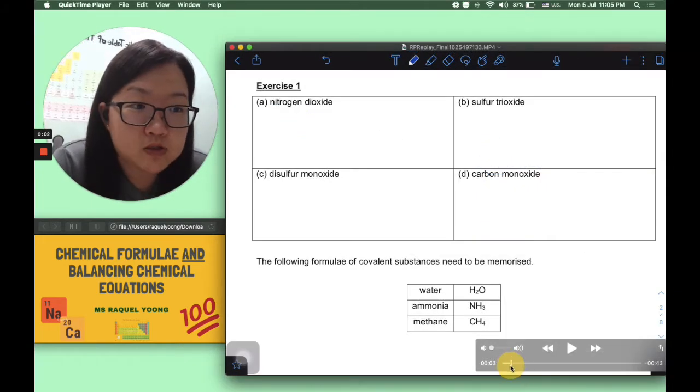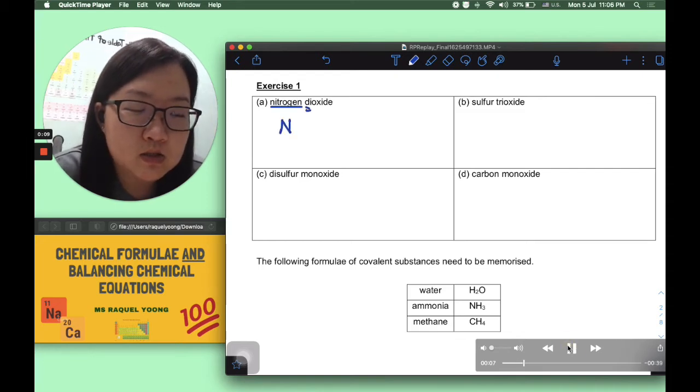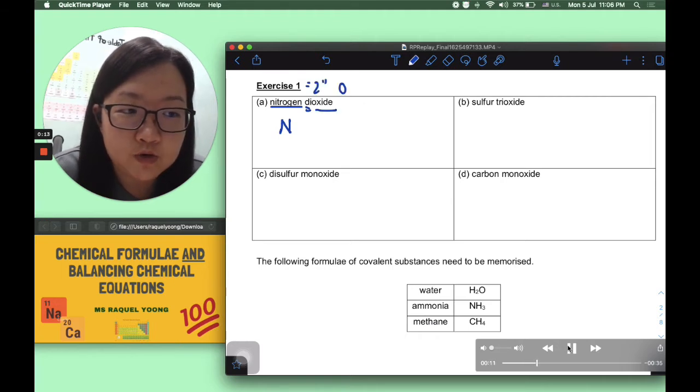Okay, so let's look at some questions in exercise 1. So part A, we have nitrogen dioxide. So nitrogen we know is N. So dioxide here, di means 2. So therefore, the chemical formula is NO2.